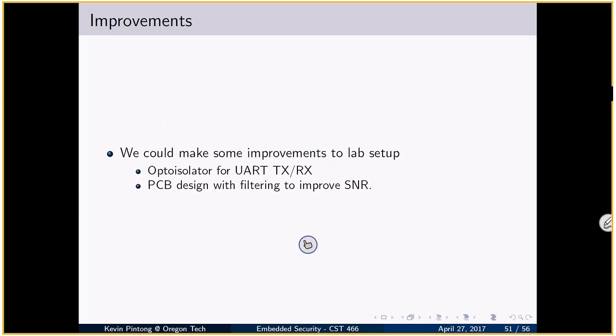Things that we could do to improve the lab setup include an opto isolator for the UART TX/RX, because you will get noise through the UART TX/RX. You could probably put a PCB design together too to improve the signal-to-noise ratio, because a lot of the system has wires dangling out which act as antennas.